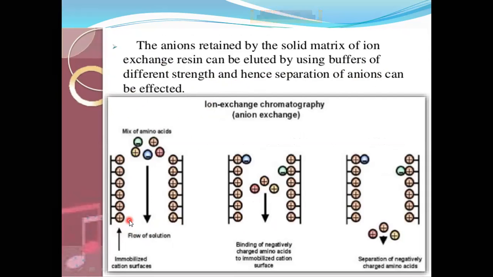So this is one example of ion exchange resin. This is ion exchange chromatography, anion exchange chromatography. This is the mixture of amino acids. As we know, amino acids are of three types.